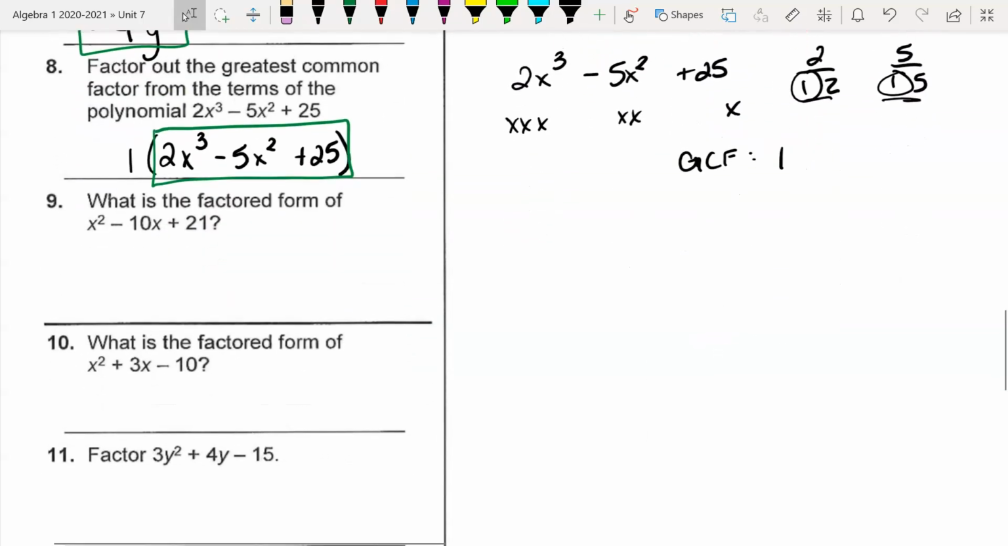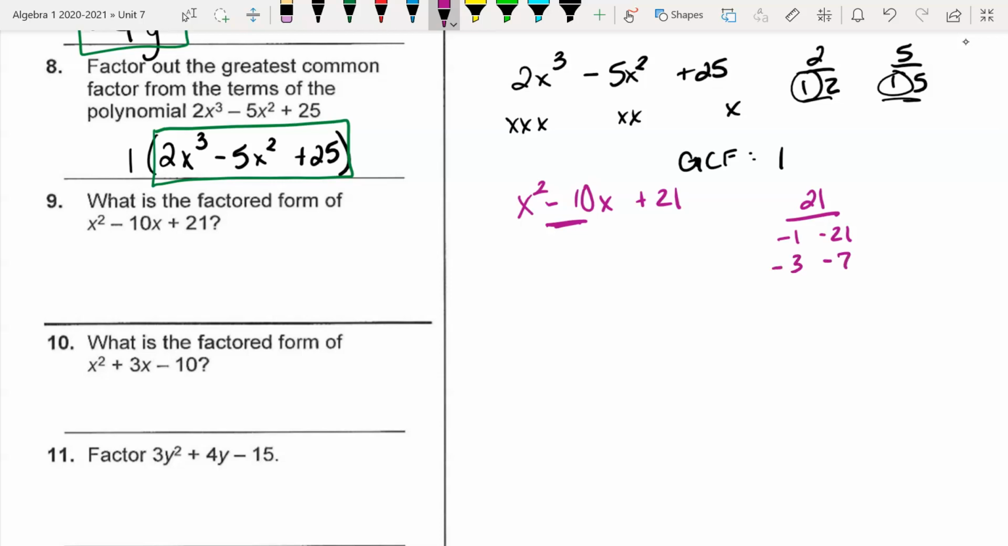All right, what is the factored form of x squared minus 10x plus 21? This one is whenever we do factoring with a polynomial, specifically a trinomial. So we want it to multiply to the last number, but add to the middle. So notice this is a negative 10 and a positive 21. So these have both got to be negative to get that negative 10 in the middle. So it's going to multiply to 21, but add up to negative 10.